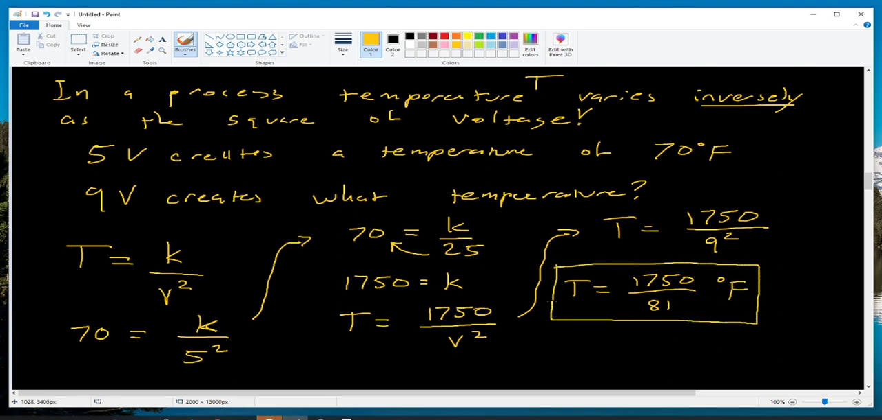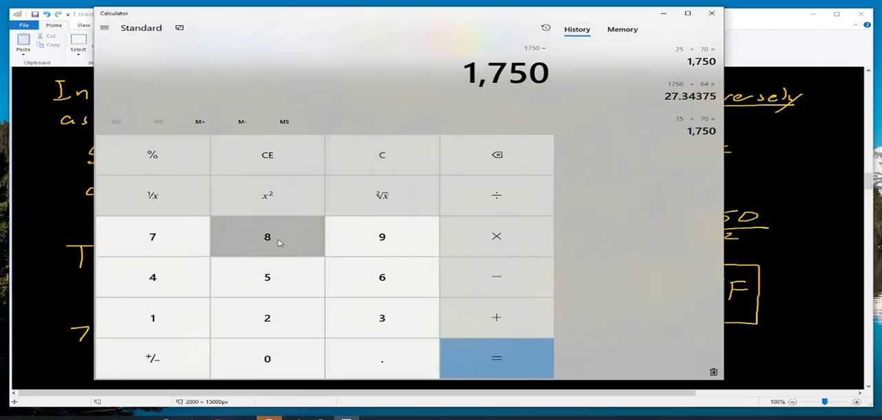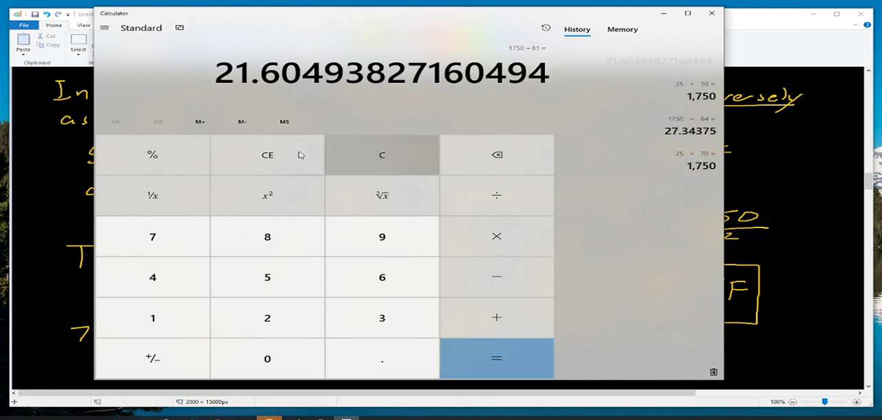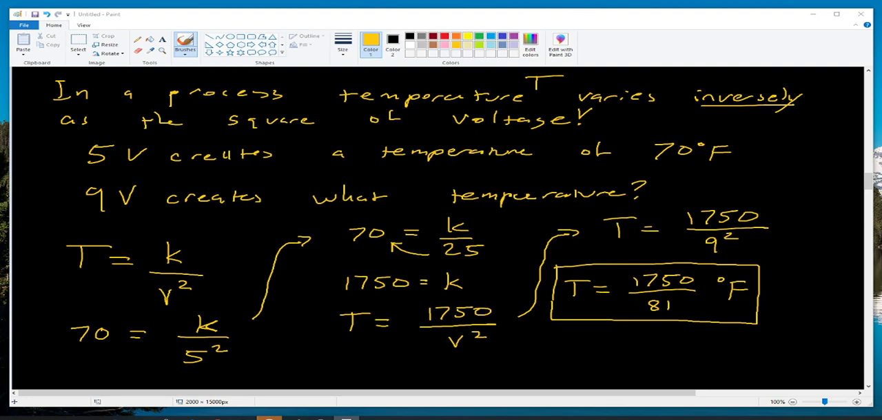I'd like to see what that actually is. So let's do 1750 divided by 81. And we get that's 21.6 degrees Fahrenheit. So basically, the larger the voltage gets, the smaller the temperature gets. And we can see that for these, basically, you look through.